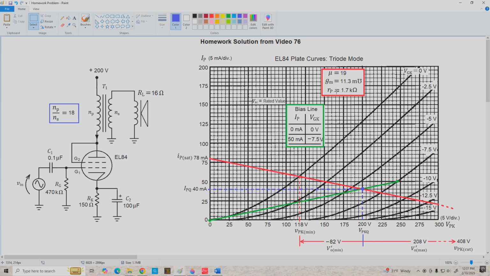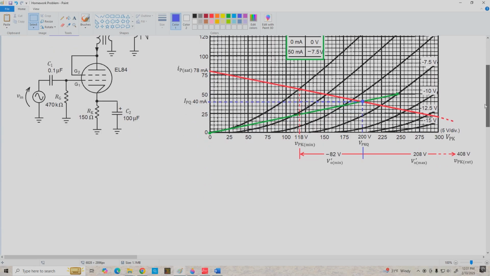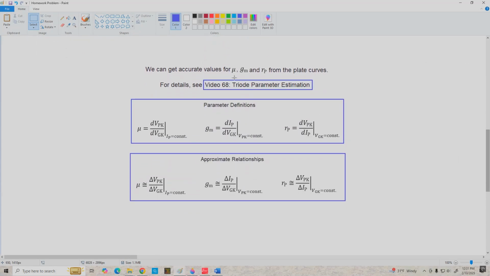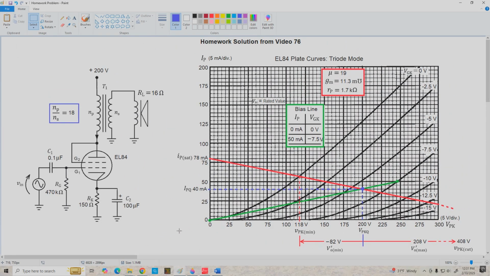It's a little bit of work. It's kind of cryptic and you have to dig a little bit, or if you wanted to, you could get them right off of the plate curves. If you're interested in a review of that, go back to video 68 where I discuss how to do that. And let's go on over to the next page and take a look at the calculations.